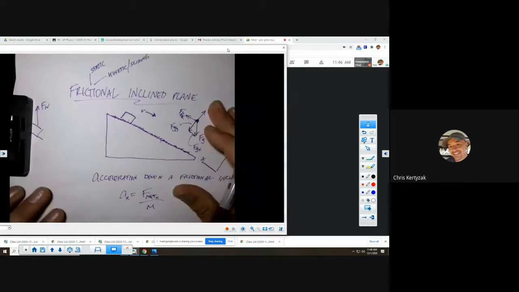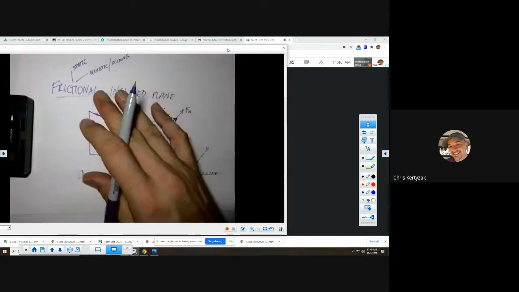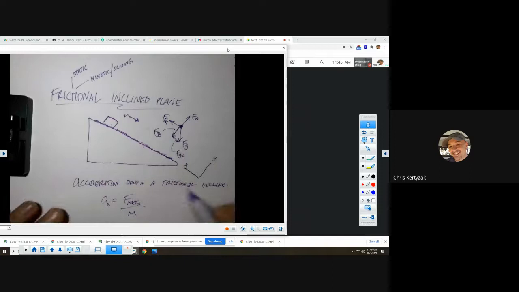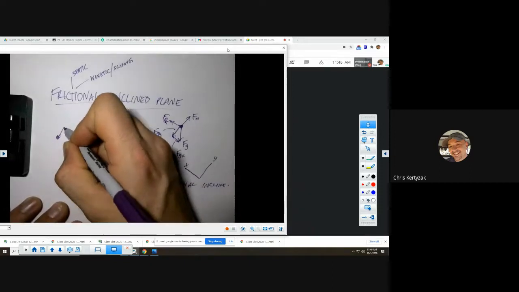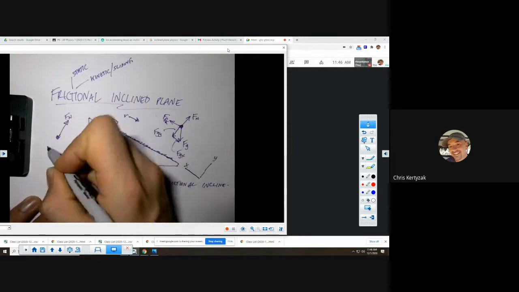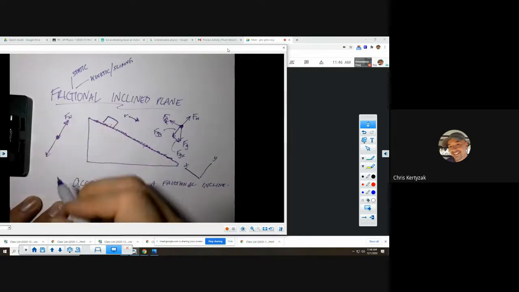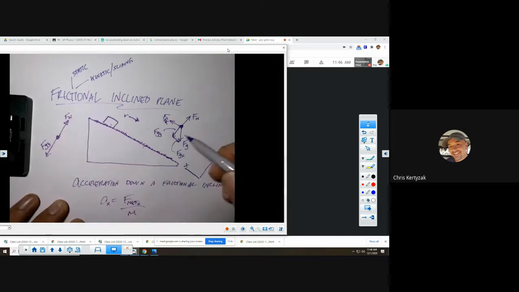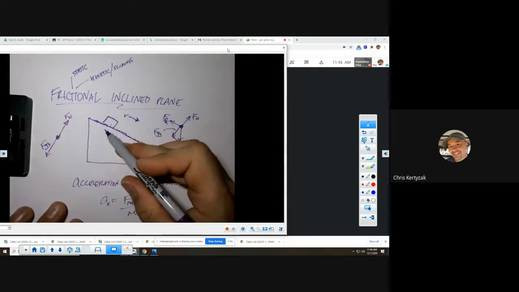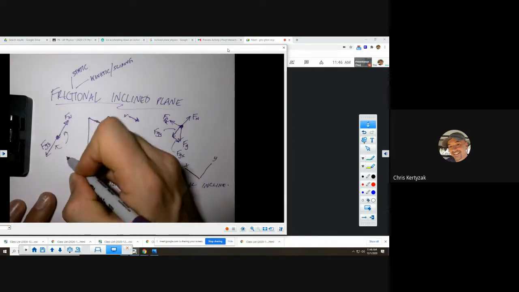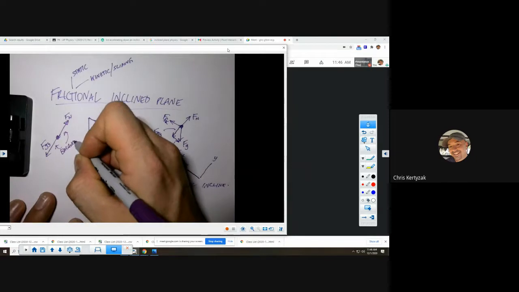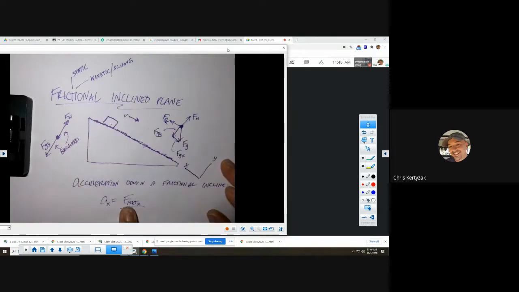So maybe I'll make that mark over here on the side, or make that drawing again over here. Fn and what's called the y component of the Earth's gravity force, effectively the part that's pulling it into the incline and causing pressure underneath here. Those are balanced. They won't come into play when we're talking about the unbalanced amount. The net force is the unbalanced amount.